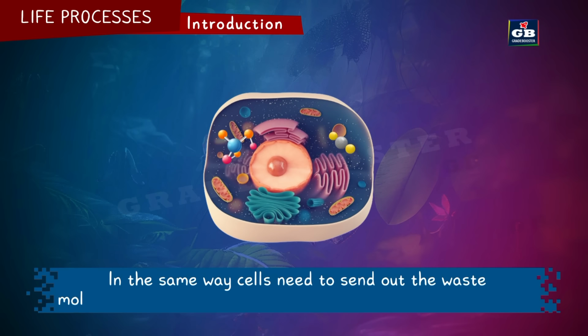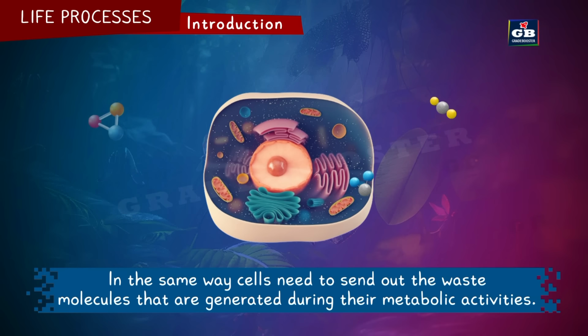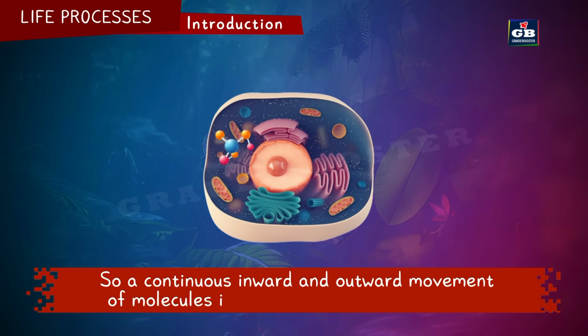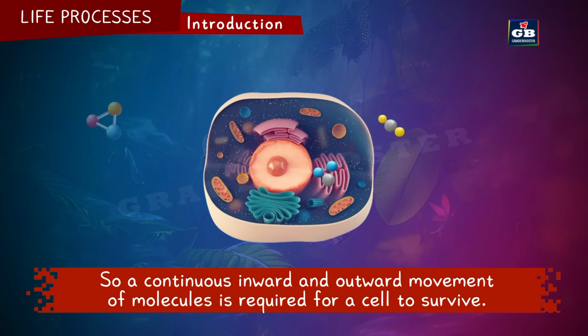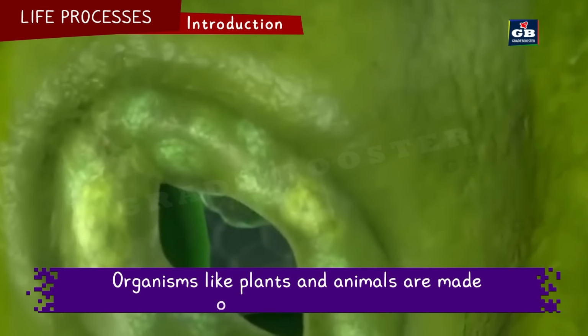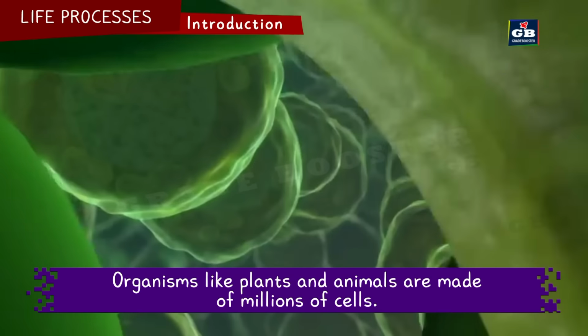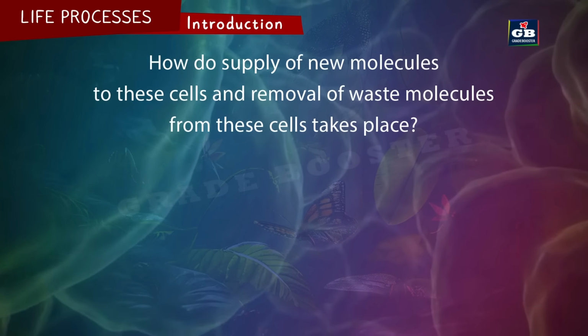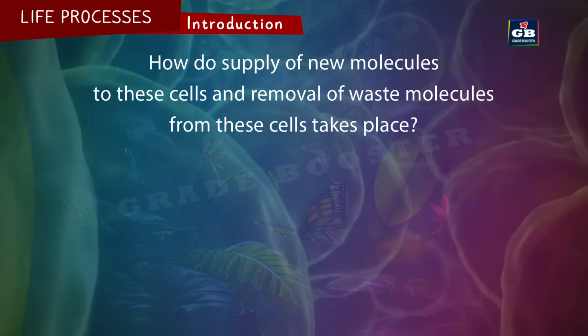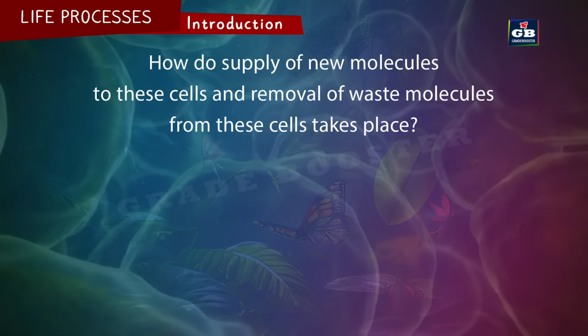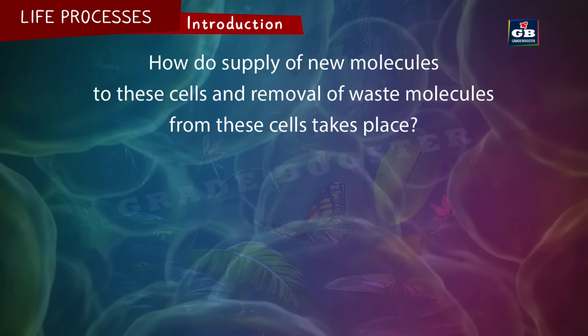In the same way, cells need to send out the waste molecules that are generated during their metabolic activities. So, a continuous inward and outward movement of molecules is required for a cell to survive. Organisms like plants and animals are made up of millions of cells. Then, how does the supply of new molecules to these cells and removal of waste molecules from these cells take place?